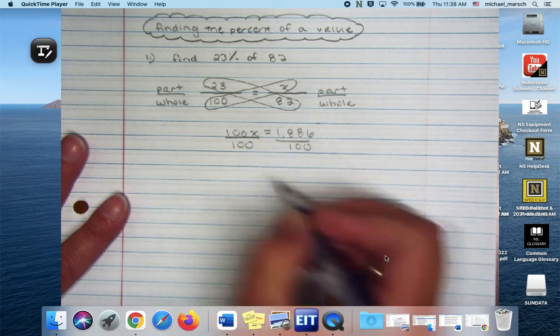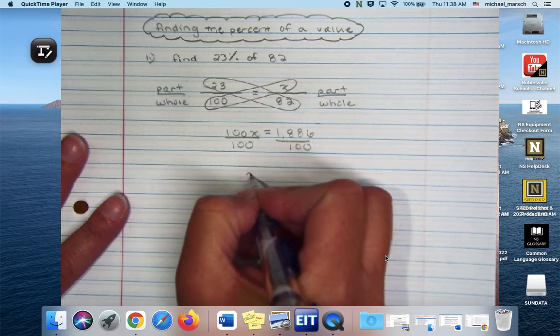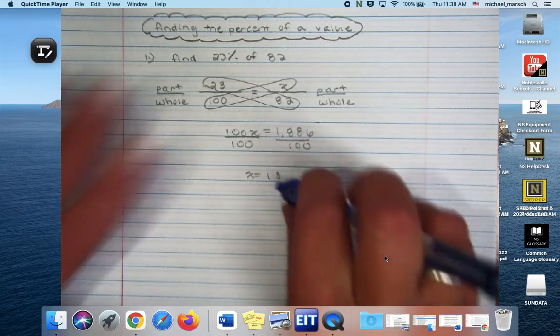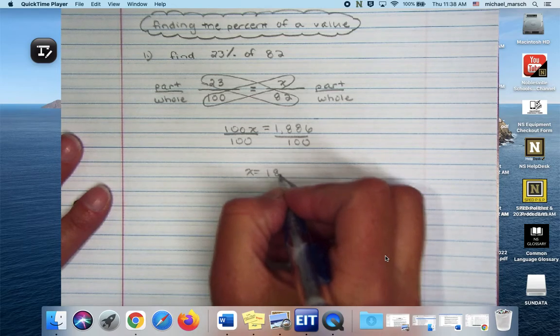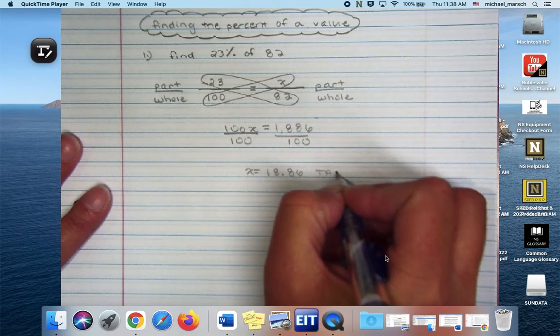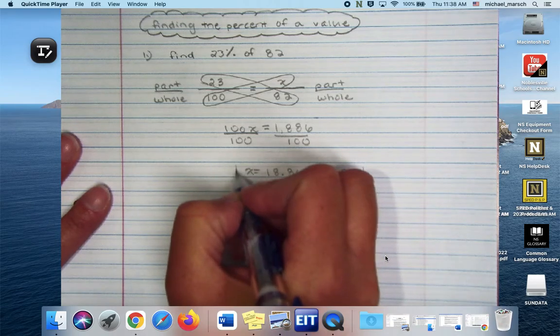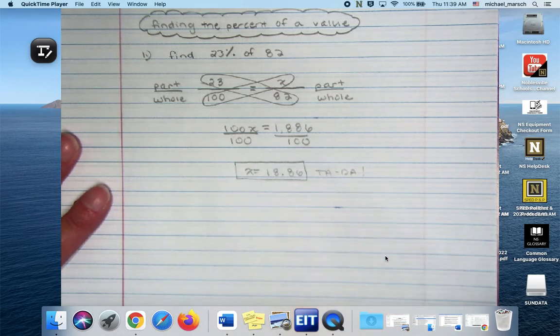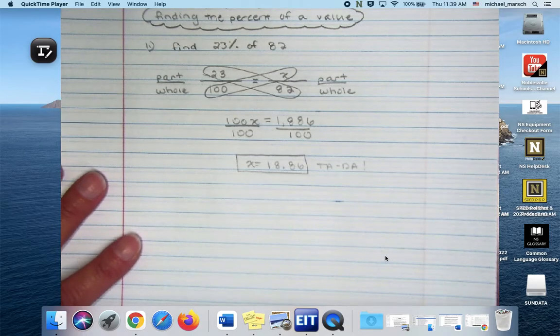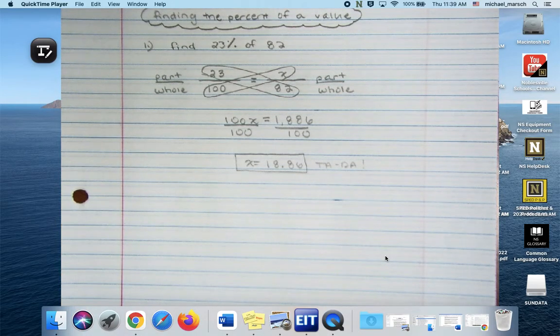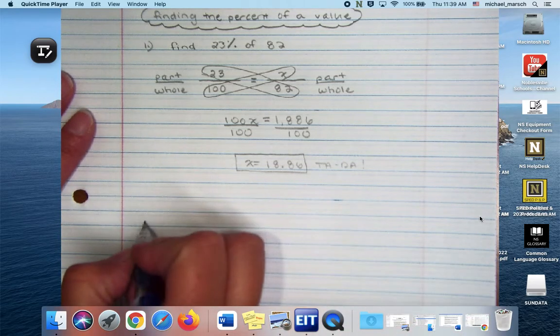Divide by 100. X is going to equal 18.86. Ta-da. Did it work, Brody? Okay, so let's do another one.